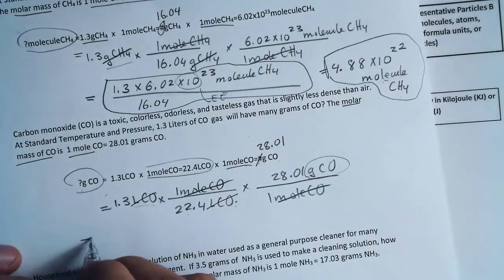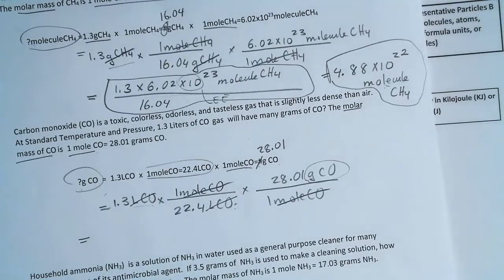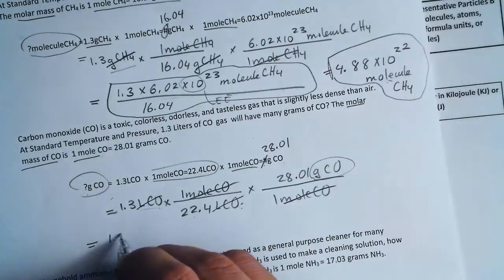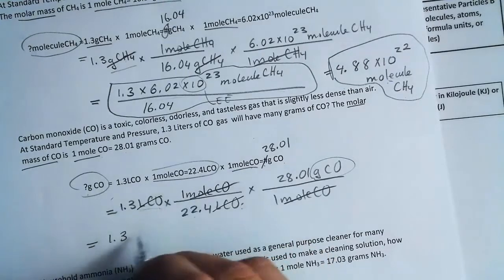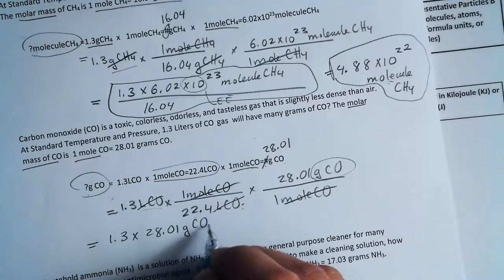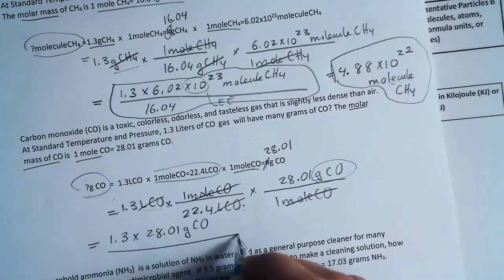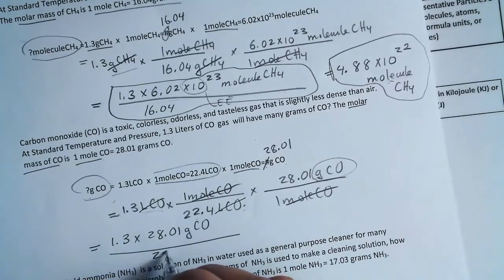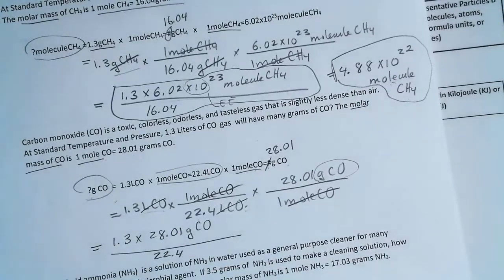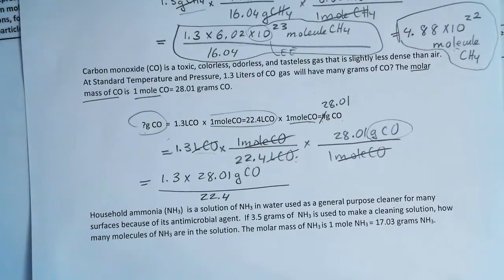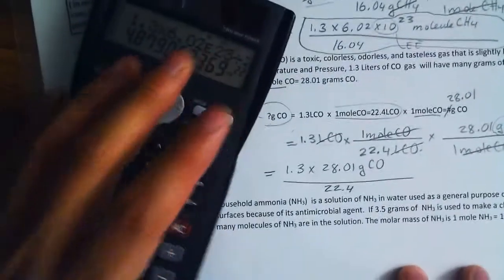Now let's rewrite this with everything on top multiplied together, divided by everything on the bottom. Ignore the ones, of course. So we have 1.3 times 1, we can ignore that, times 28.01 grams of CO. And then divide everything on the bottom, which is 22.4, times 1, which we can ignore. So 22.4. And there we go. We have our final answer. Isn't that nice? Let's plug this into a calculator. It's not that bad.